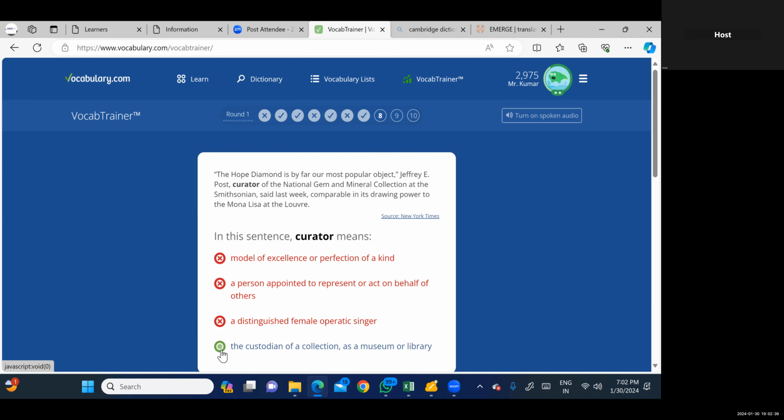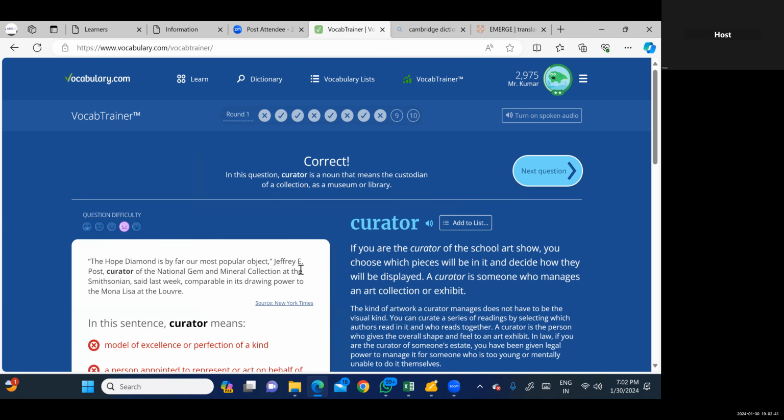The custodian of a collection at a museum or library. The person who looks after the museum or the library is called a curator. Even if you watch a cricket match, before the match, the person who is taking care of the pitch, who is checking and inspecting the pitch, he is called a curator.